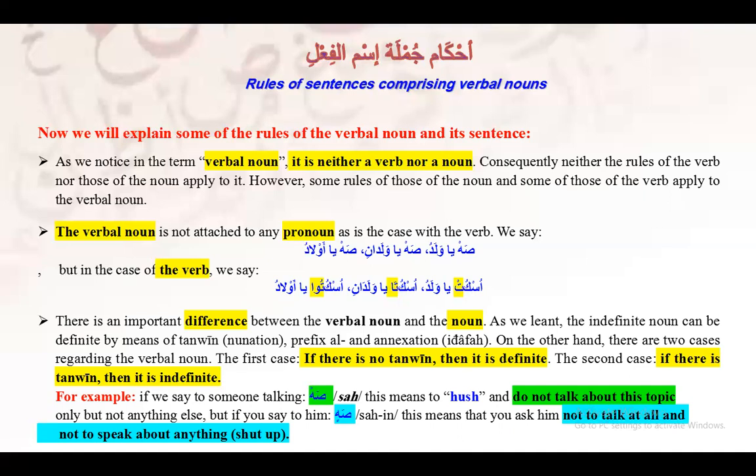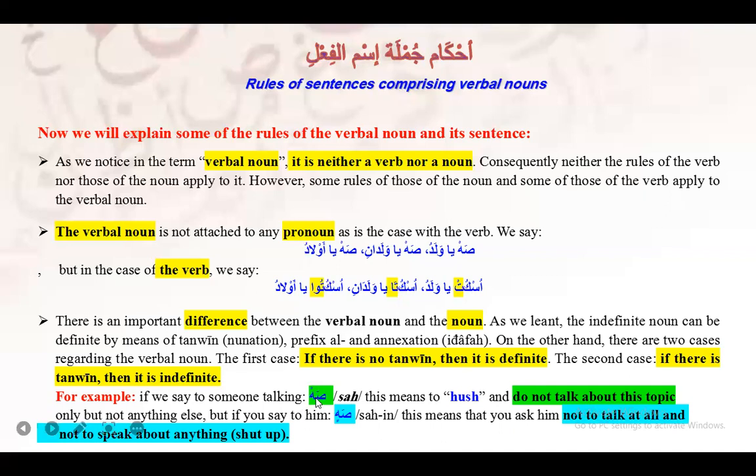Like, for example, if we say to someone, sah, means iskut or hush, and don't talk about this topic only but not anything else. But if you say to him, sahin with tanween, sahin, not sah, this means that you ask him not to talk at all and not to speak about anything.